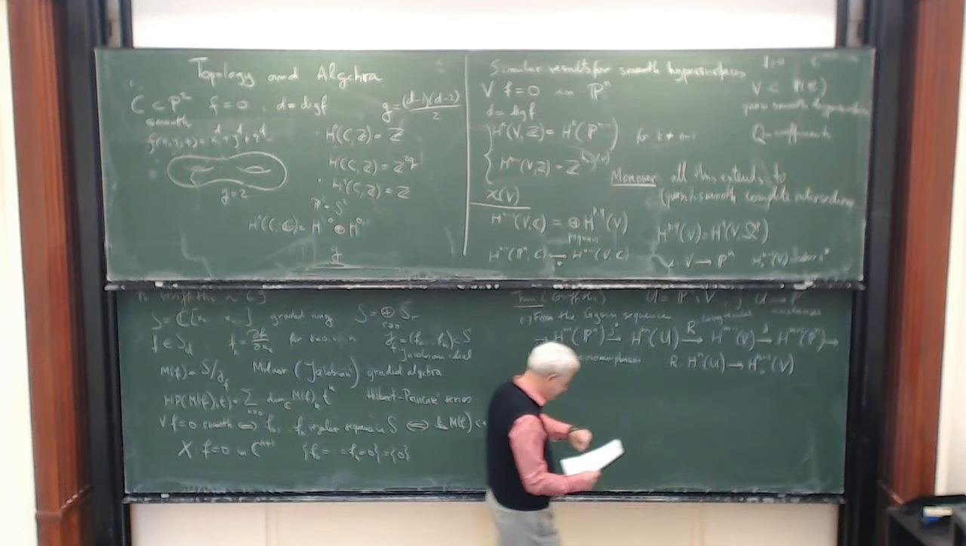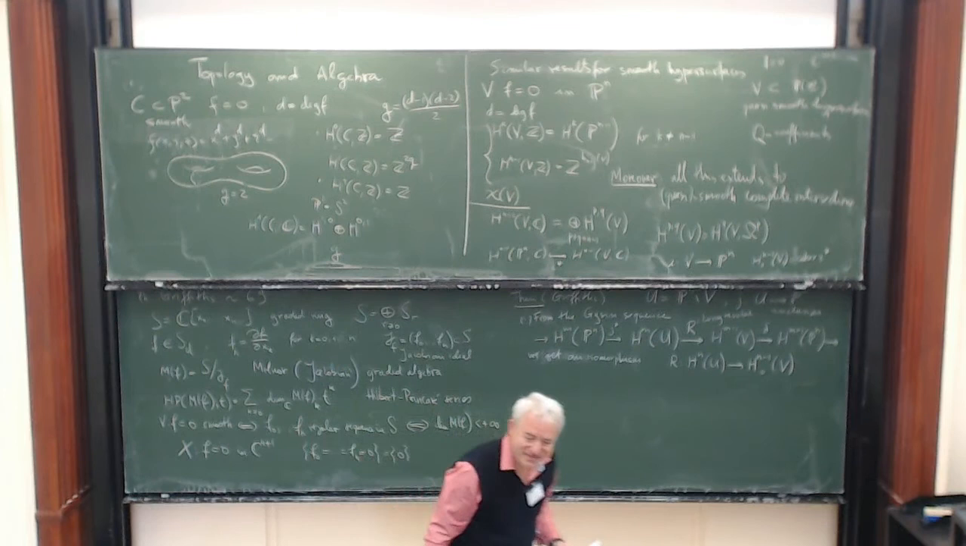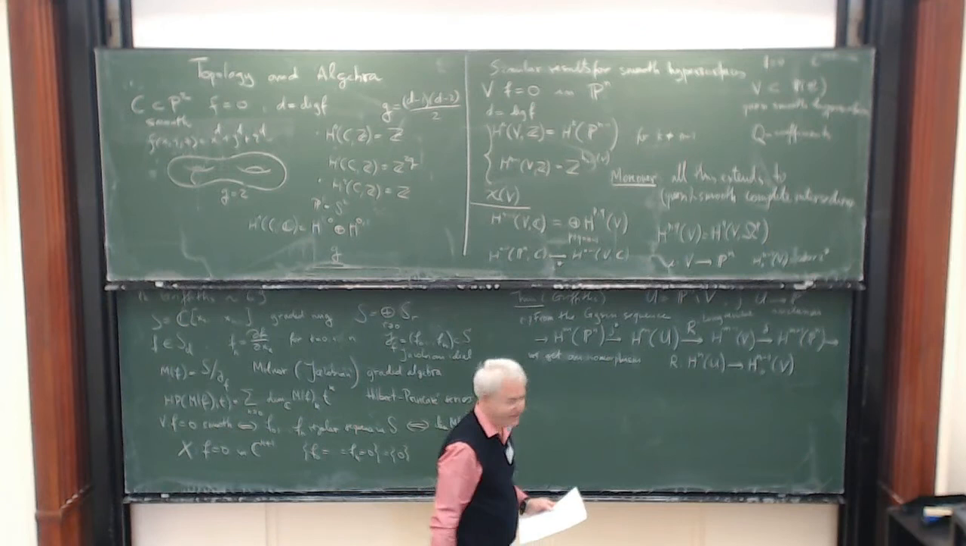OK. Pardon? Zero. Yes. Primitive. Zero is primitive. Yes, exactly. So I explain the definition here.